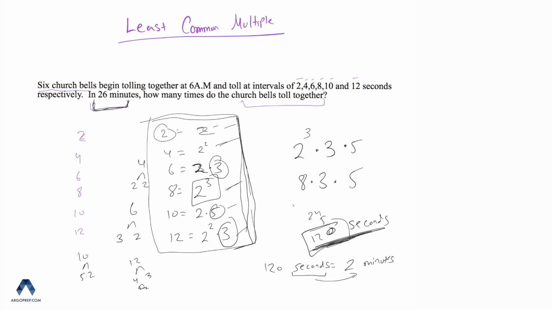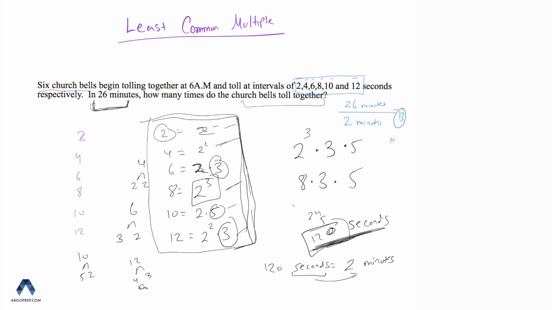Well, I can do 26 minutes divided by 2 minutes, since that is the least common multiple. That's every 2 minutes they ring once together. That means in 26 minutes, I can do 26 divided by 2, and 26 divided by 2 is going to be 13. And now we know that in 26 minutes, the church bells ring 13 times together.